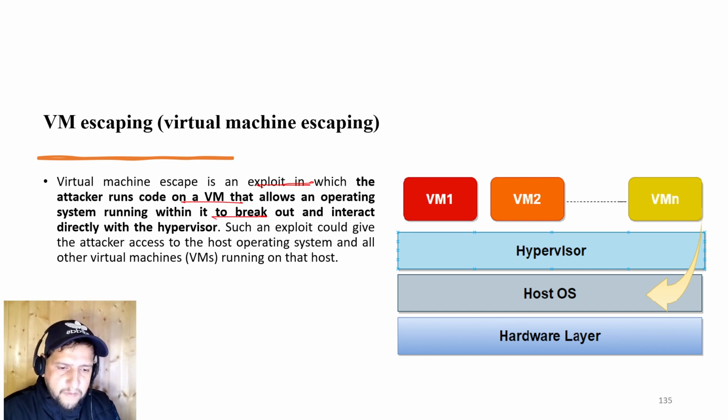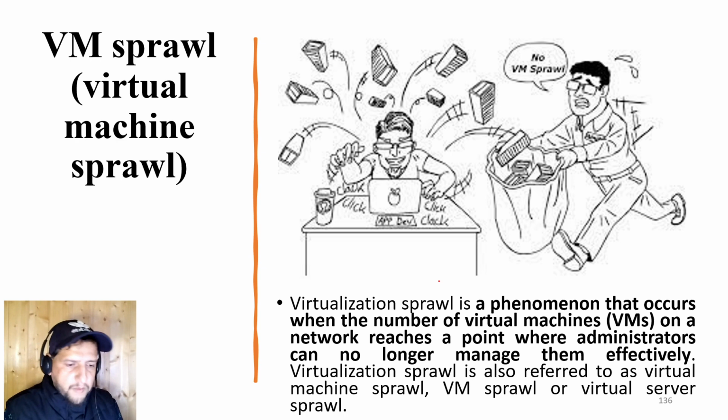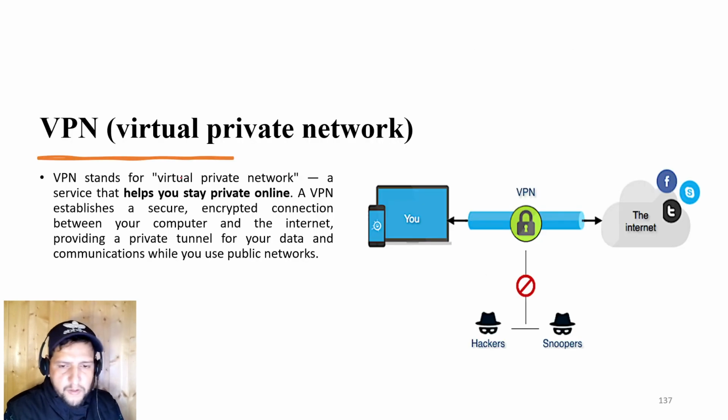VM escape is an exploit in which the attacker runs code on a VM that allows the operating system running within it to break out and interact directly with the hypervisor. Such an exploit could give the attacker access to the host operating system and all virtual machines. So it is a problem in the hypervisor. VM sprawl is when you create more VMs. It's a phenomenon that occurs when the number of VMs on a network reaches a point where admins can no longer manage them effectively. It's also referred to as virtual machine sprawl or virtual server sprawl.